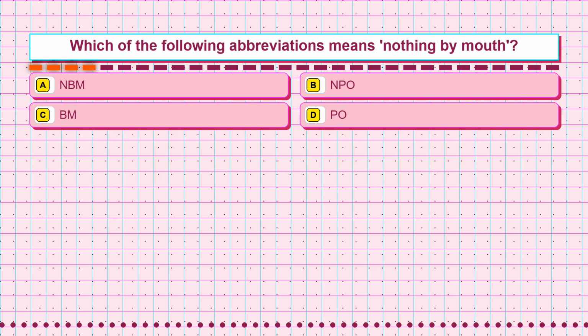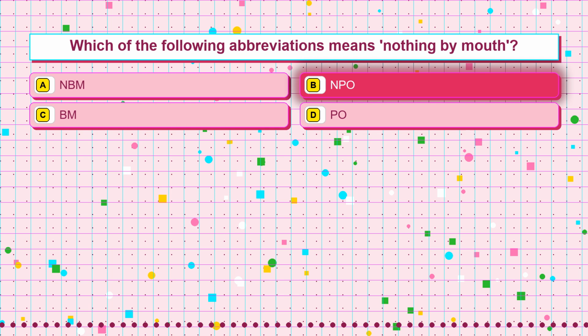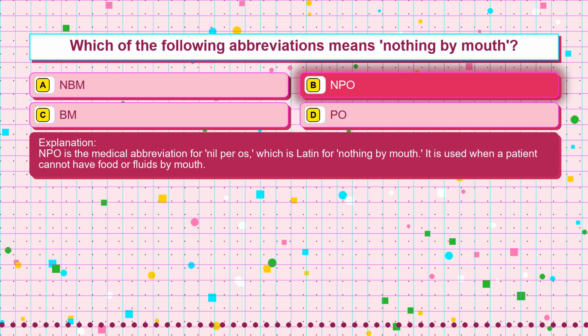Question 37. Which of the following abbreviations means nothing by mouth? Option A, NBM. Option B, NPO. Option C, BM. Option D, PA. The correct answer is option B, NPO. NPO is the medical abbreviation for nil per os, which is Latin for nothing by mouth. It is used when a patient cannot have food or fluids by mouth.